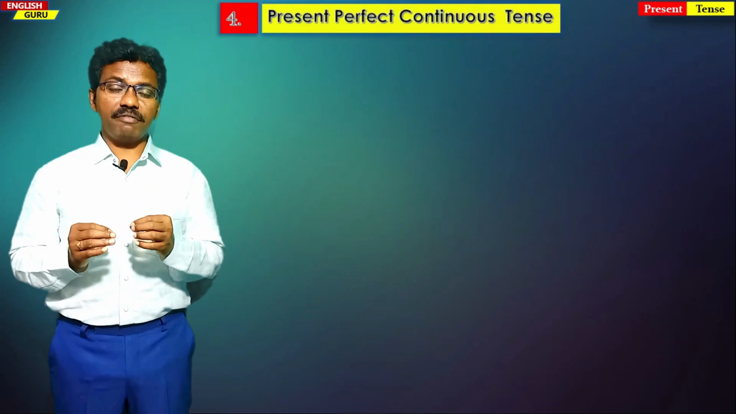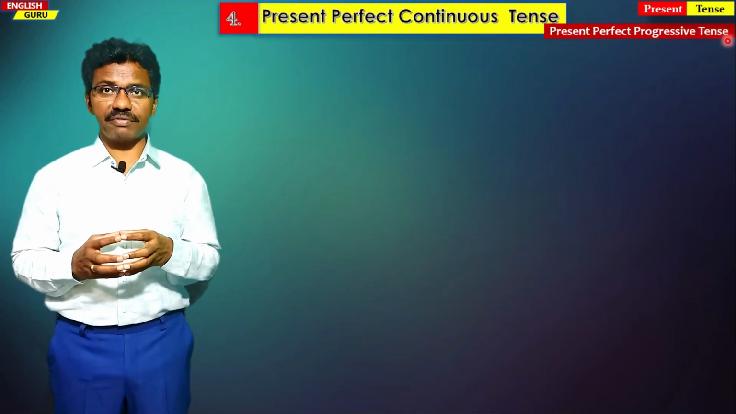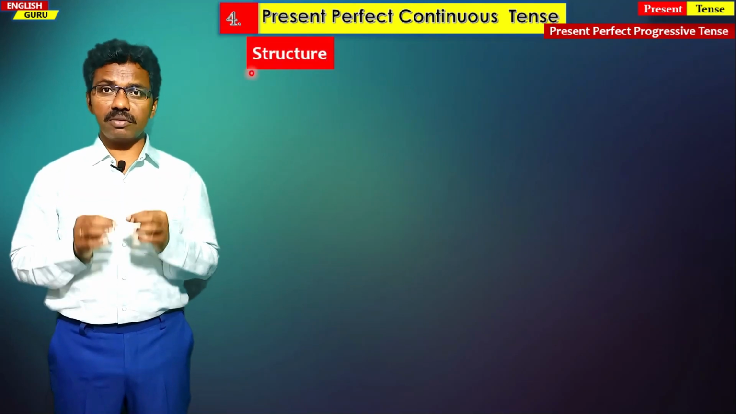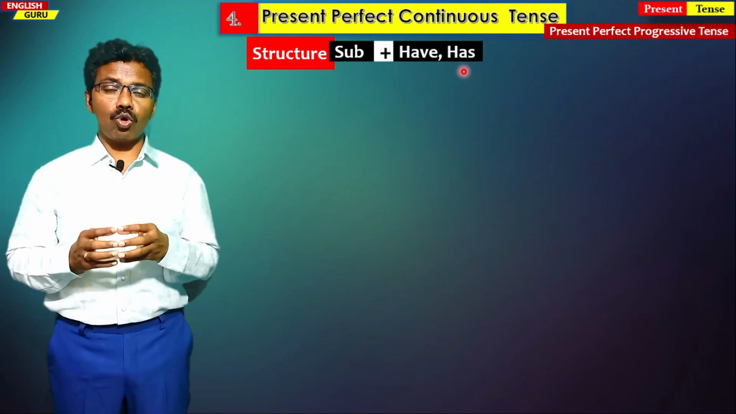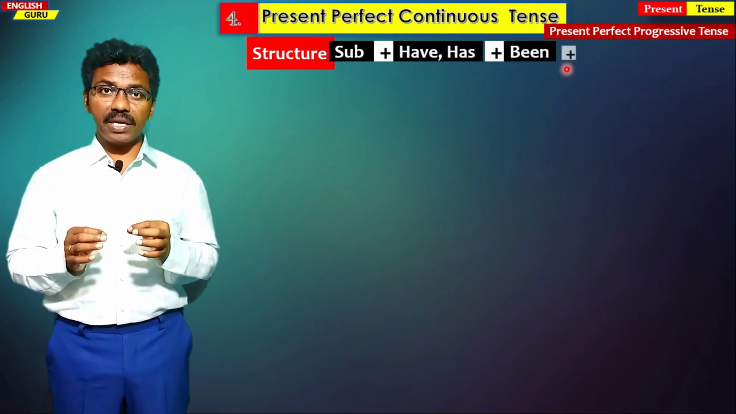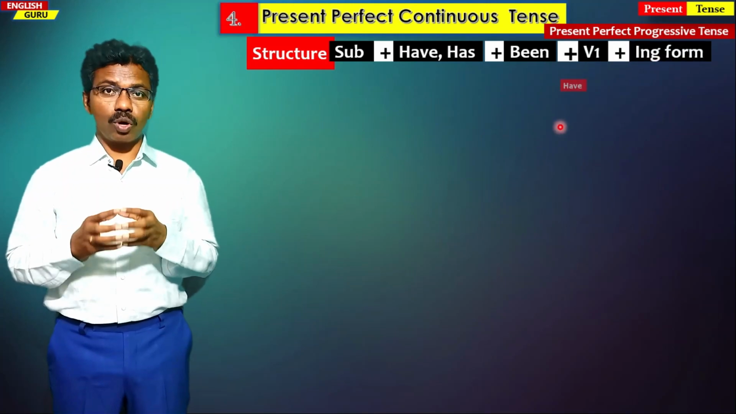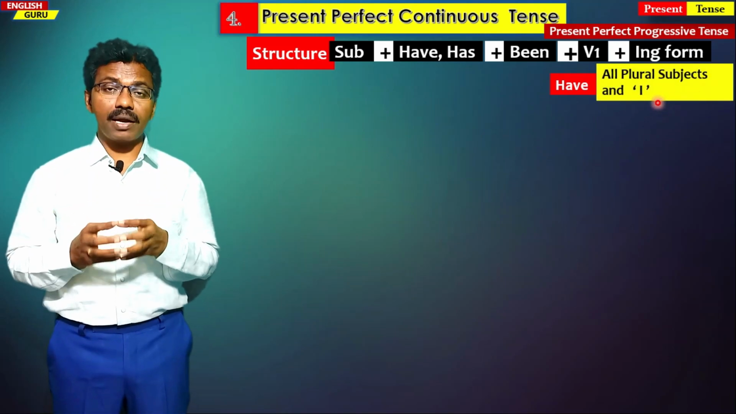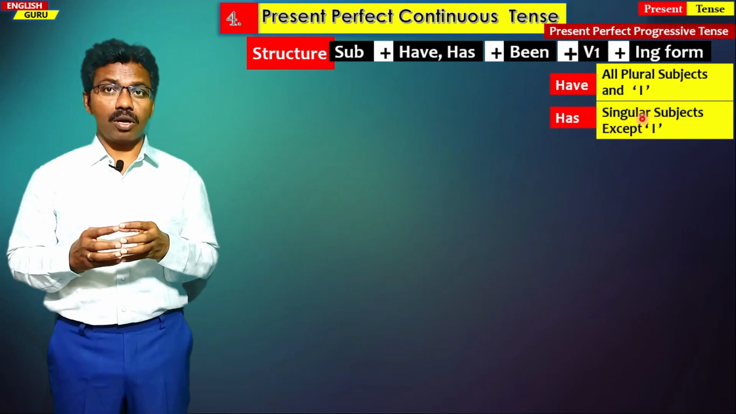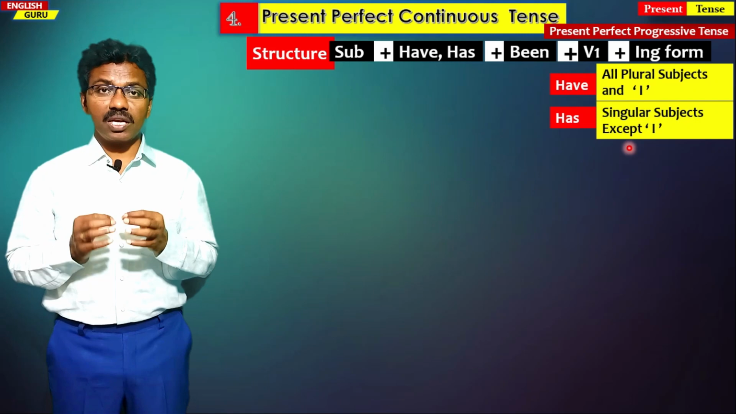And the fourth tense in present tense is present perfect continuous tense. It is also called present perfect progressive tense. The structure of a sentence in present perfect continuous tense is subject plus have or has plus been plus verb 1 plus ing form. So have, we already know it is used for all plural subjects, and I also. Has, automatically it is used for the third person singular subject, he, she, it.